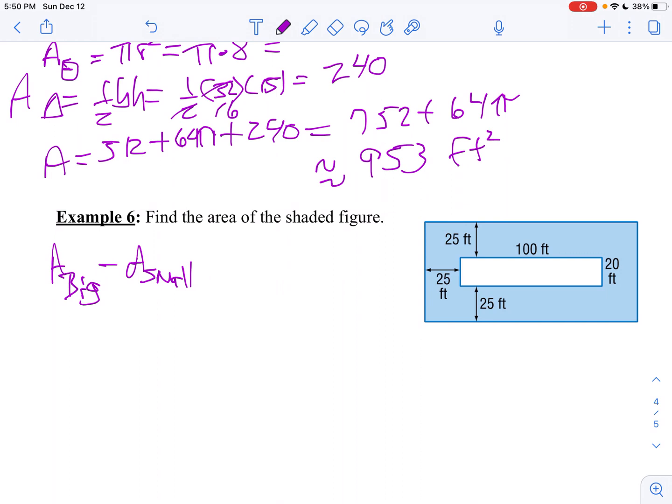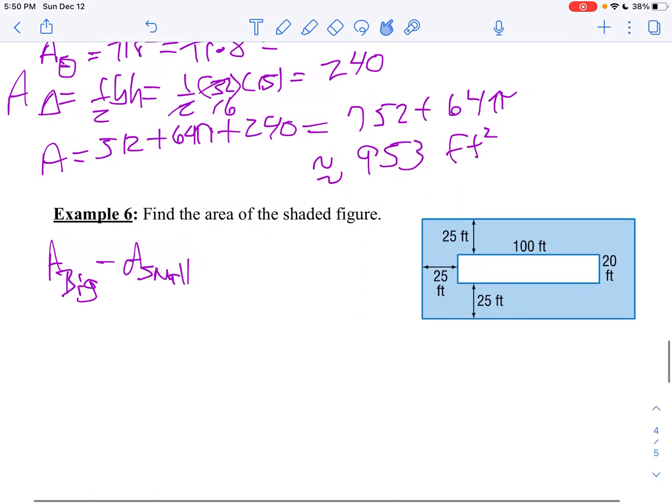So what is the length of my big rectangle? Well, notice I've got 100 for this part of the width. I've got 25 to the left. Must be 25 to the right also, huh? Because they label that all around. So in other words, this is 150.